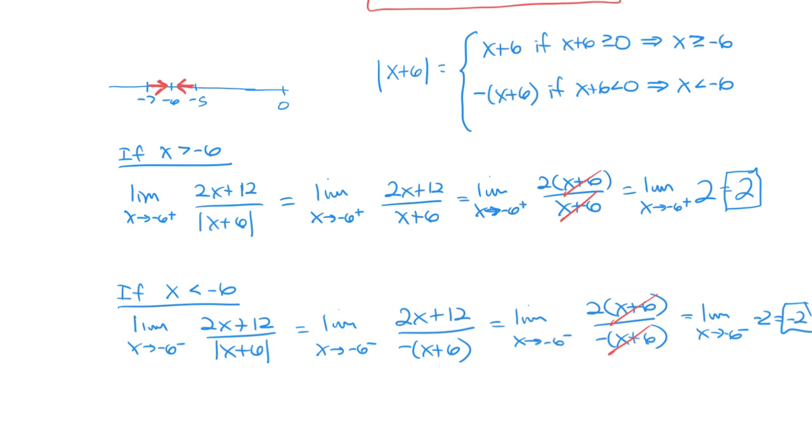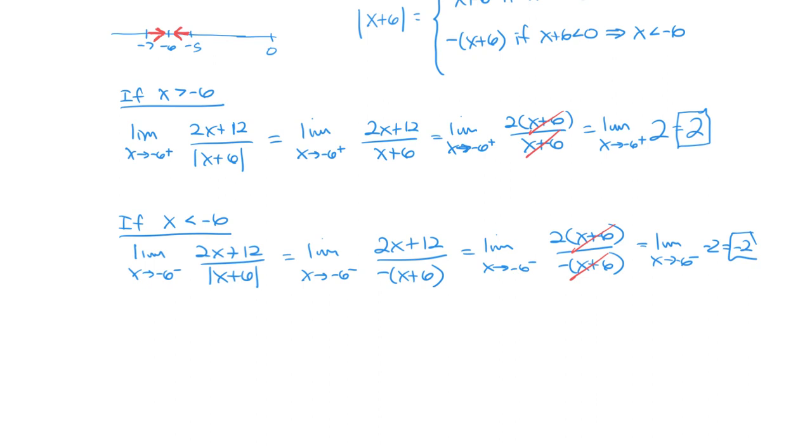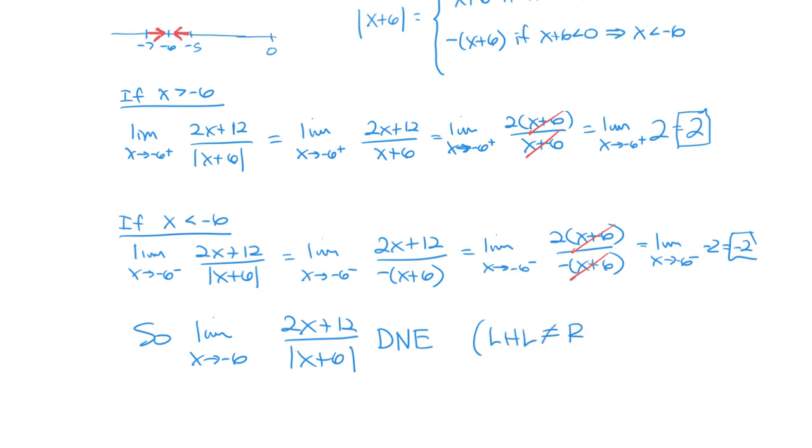So we approach from the right, we get 2. We approach from the left, we get negative 2. They're not the same. So we know what that means, right? If the left-hand limit does not equal the right-hand limit, the limit doesn't exist. So because of that, the limit as x approaches negative 6 of 2x plus 12 over the absolute value of x plus 6 does not exist because the left-hand limit is not equal to the right-hand limit.